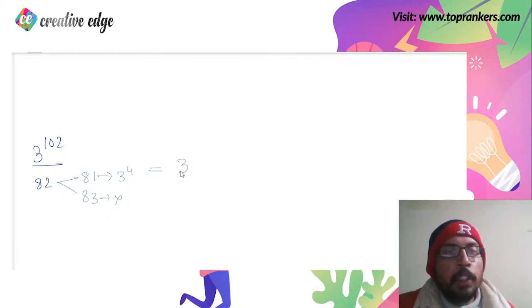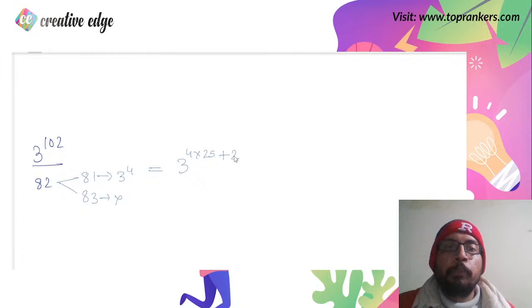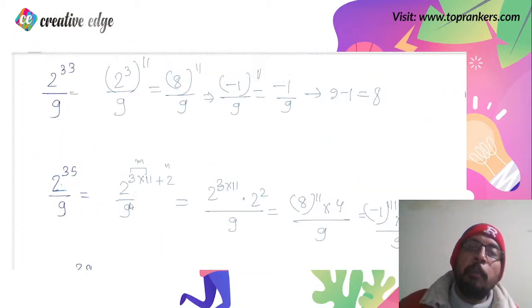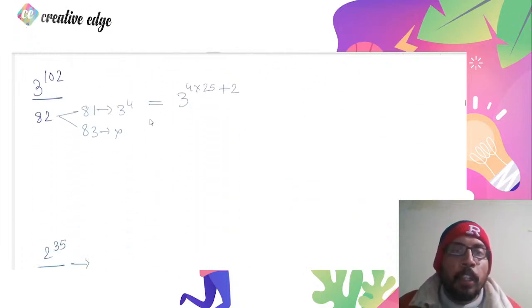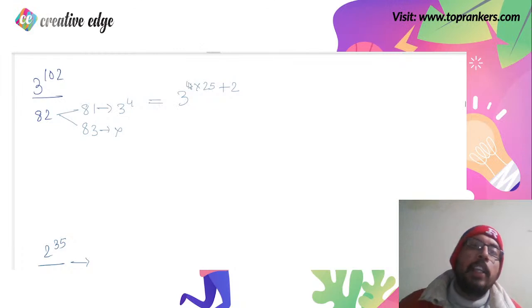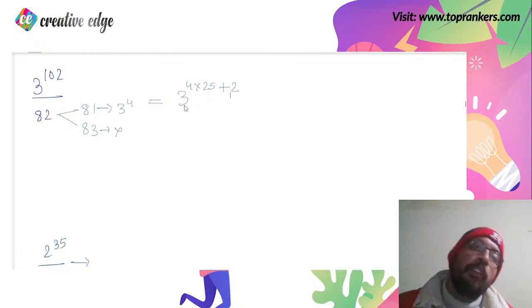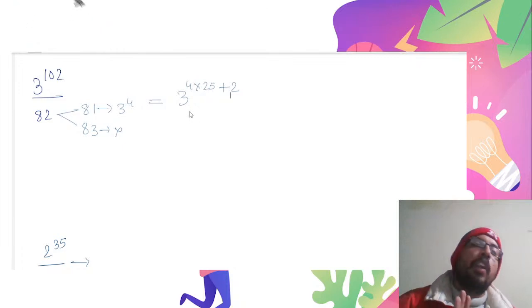So this 102 can be written as 4 into 25. 4 into 25 is 100. How many are left? 2 is left. So plus 2. Previously I was writing 2 to the power 3, because I was getting 8, and in my denominator I had 9. So 8 and 9 had a common difference of 1. In the same way here I am getting 3 to the power 4, that is 81, and in my denominator I have 82. So the difference is 1. So anyhow you have to make the difference between numerator and denominator to be 1.